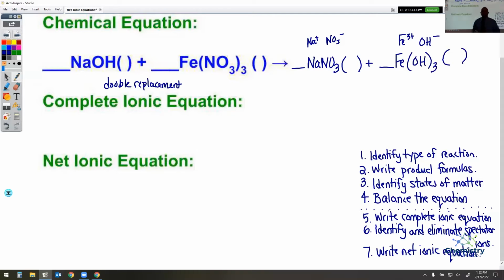Now we can go ahead and look at different states of matter. So first, for the sodium hydroxide, sodium is a group 1 metal. Group 1 metals are soluble, so we're going to write aqueous. For our second, iron 3 nitrate, all nitrates are soluble. So once again, we're going to write aqueous. Taking a look at the product side, we have sodium nitrate. For two reasons, this is going to be an aqueous solution.